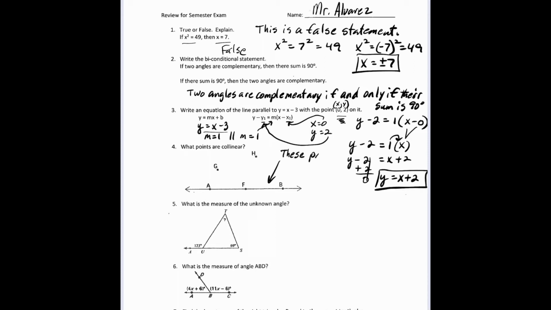These points are the only ones on a line. So, what are the points that are collinear? A, F, and B. And that's what you would box in.